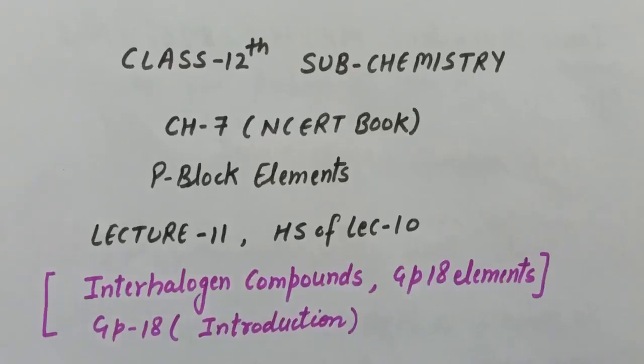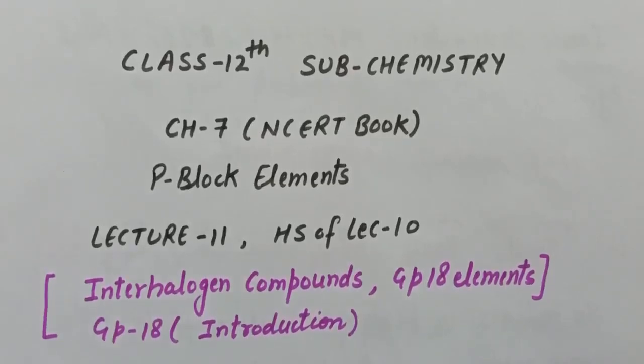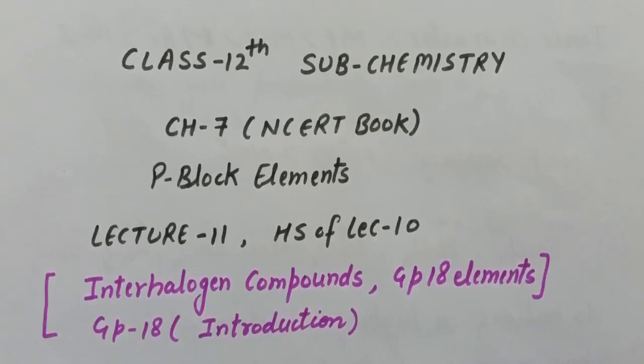Good morning everyone. This is class 12th subject chemistry chapter 7 of NCERT book P block elements, lecture number 11. In this lecture I will be discussing interhalogen compounds and the introduction of group 18th elements. And at the end I will discuss the homework that I gave you in lecture number 10.